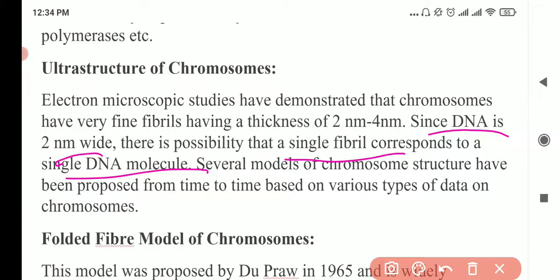So let's look at the different models that explain their ultrastructure. When I use the word ultrastructure, like when we say ultrastructure of a bacterial cell or virus cell, it means the structure when we look in the microscope, when we look under ultra-high magnification. Ultrastructure means the cellular details.